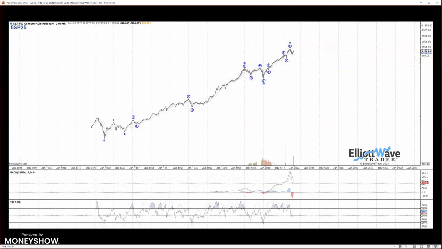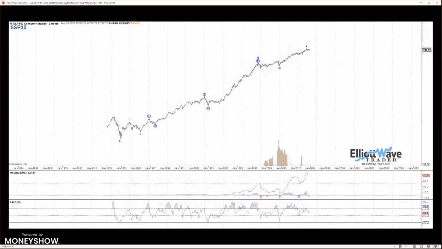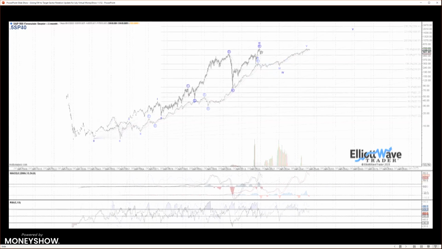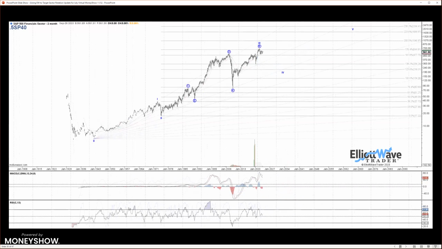Consumer discretionary, same situation. It looks like that larger 5-wave structure at a higher degree off of the Great Depression low potentially completed at the high that was made last year, setting up the next large degree corrective pullback. Consumer staples, same situation, larger 5 waves up off of the Great Depression low. That seems to be completing, maybe not a confirmed top yet. We could see a little bit higher near term, but otherwise it's getting very close to likely finishing that larger 5-wave structure. And even financials, a little bit different count here.